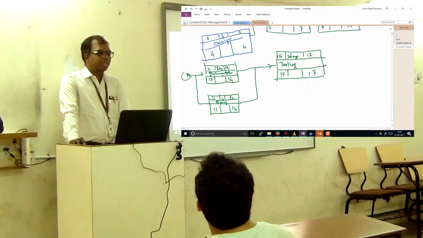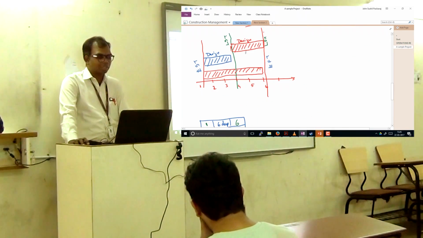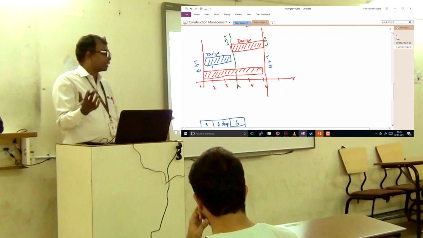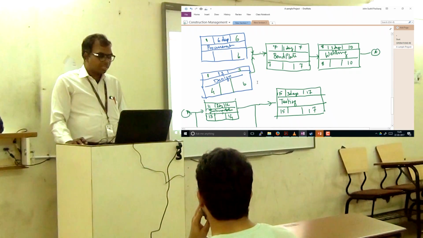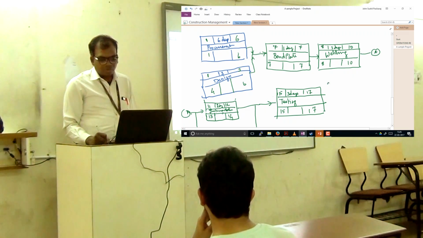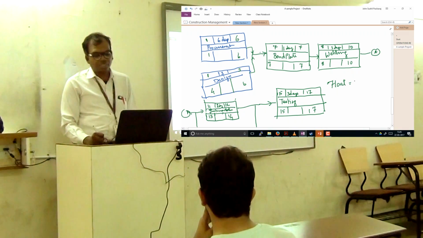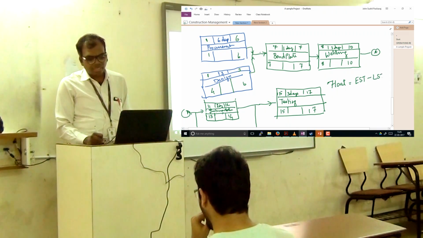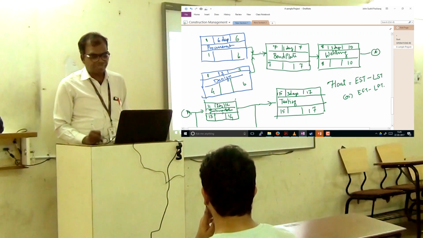Now we are going to compute how much free time this activity has. Now let's come back to this bar chart. Here if you see, there is no free time at all, right? Both the sides, I cannot delay this activity. If I delay the activity, the entire project schedule is going to get affected. So here what happens is, the early start, float or slack or whatever, so many words are used. The free time which you have is nothing but the late start time minus early start time, or late finish time minus early finish time.